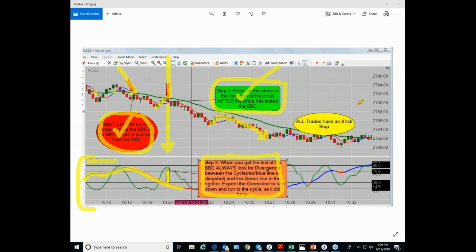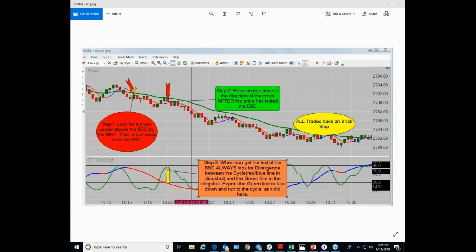What you're staring at right now, let me get rid of all this, is a red MA1 or a bearish cross, a red candle at the BBC, and you're also looking at a red cycle with a nice slope to it. Those are all the active ingredients for a good trade with CFRN.